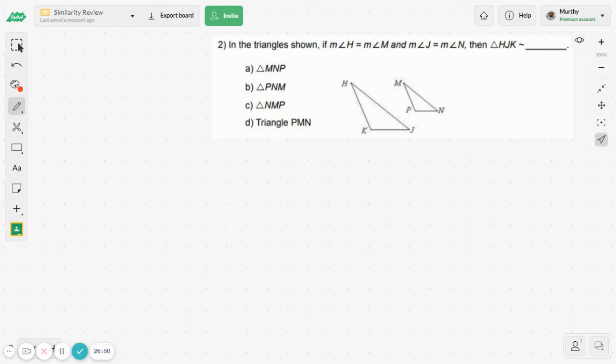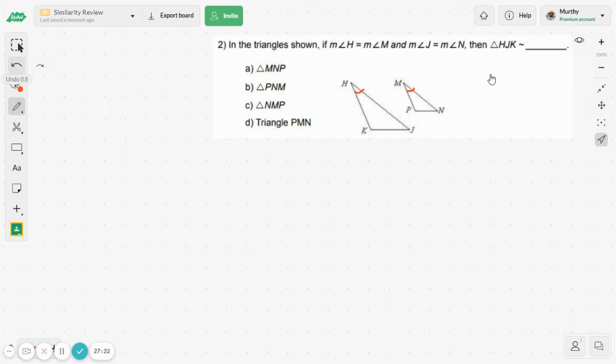In this question, this is going to be super easy. In the triangles shown, measure of angle H equals measure of M, measure of J equals measure of N, and so on. When you're asked to write the similarity, everything seems to be correct. So the first triangle is similar to the second triangle. There is no doubt about that.